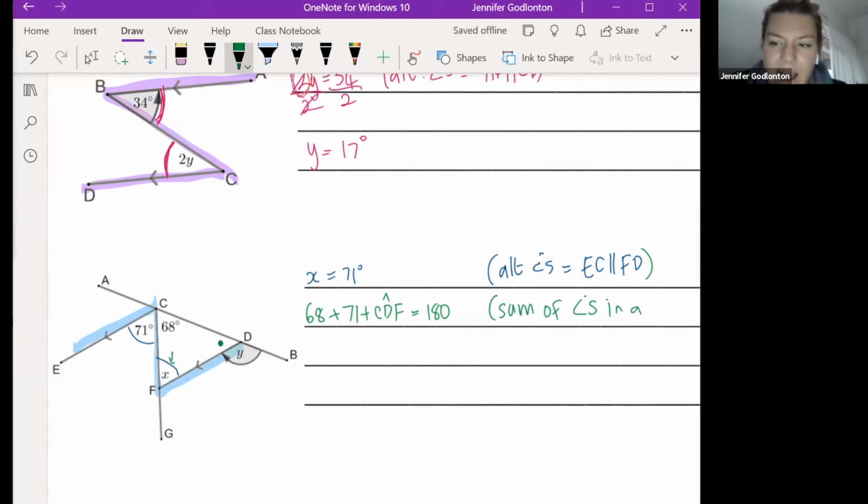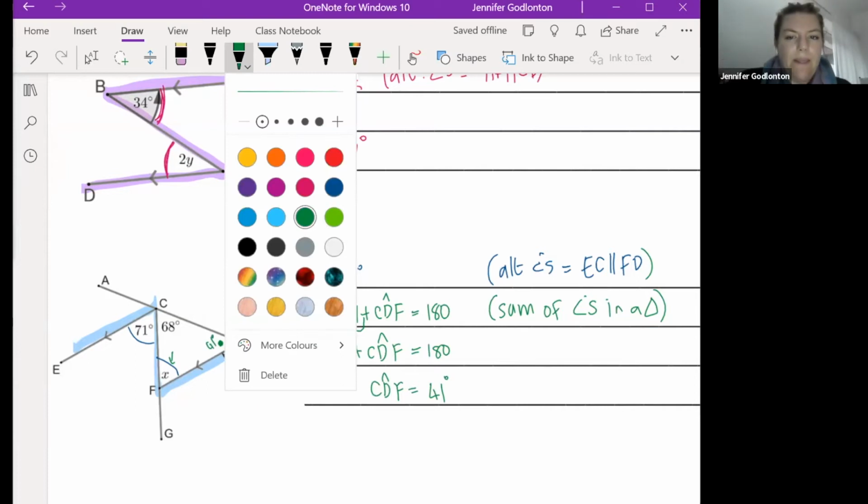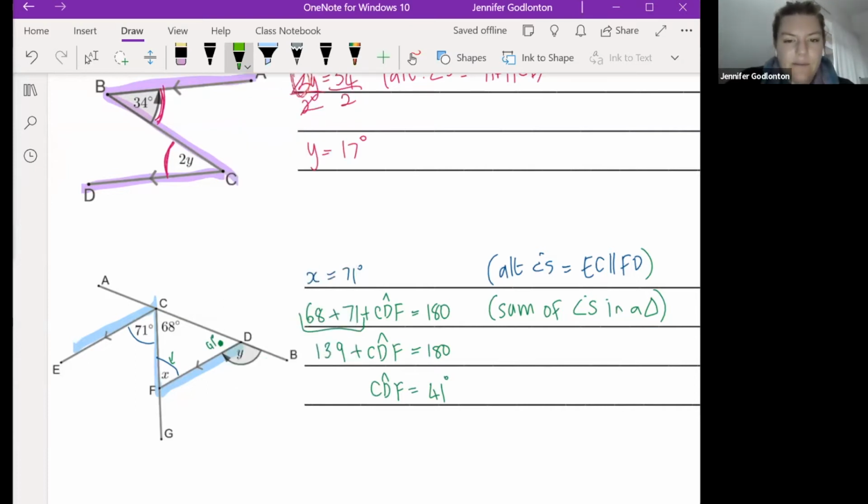Good. And then you said that you worked out these two together to equal 139. Yes. Good. And then CDF is equal to 180 minus 139, which was 41, right? Yes. Okay, good. So I like that so far. So you found that angle is 41. And then where did you go from there? Because now we need to find Y.